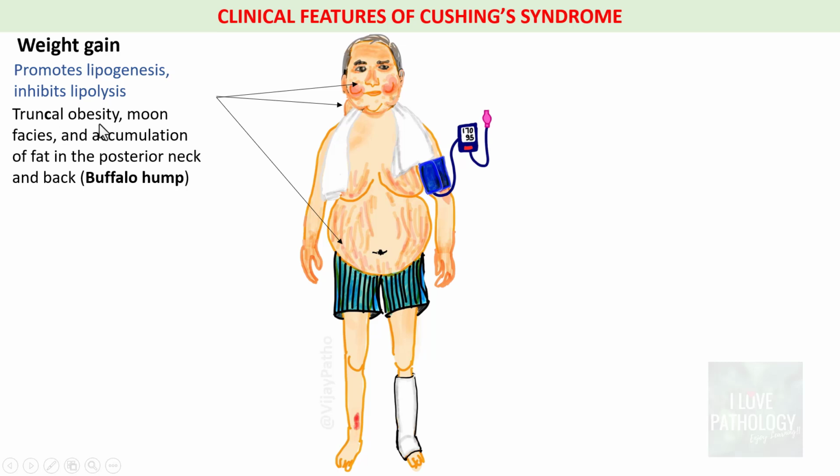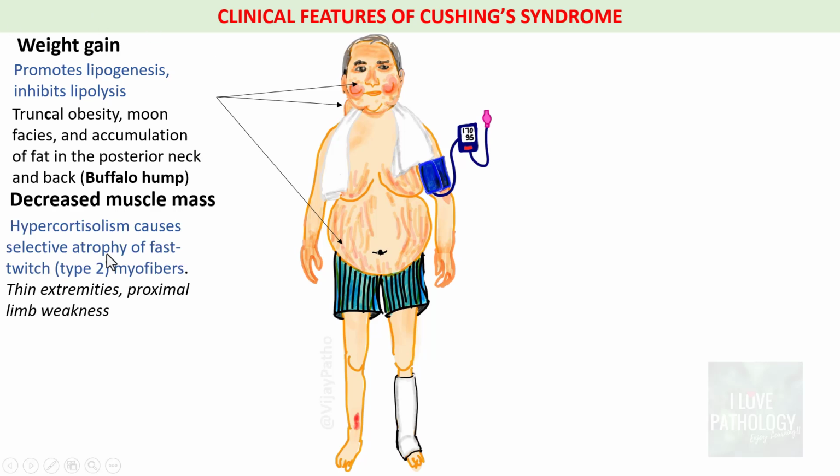So leading on to truncal obesity, moon-like faces, accumulation of fat in the posterior neck and back, and that's what we refer to as buffalo hump. That's the most important clinical feature, that's weight gain. The second one is decreased muscle mass. And why is there decreased muscle mass? Because hypercortisolism causes atrophy of type 2 myofibers. And that's why there is wasting of muscles.